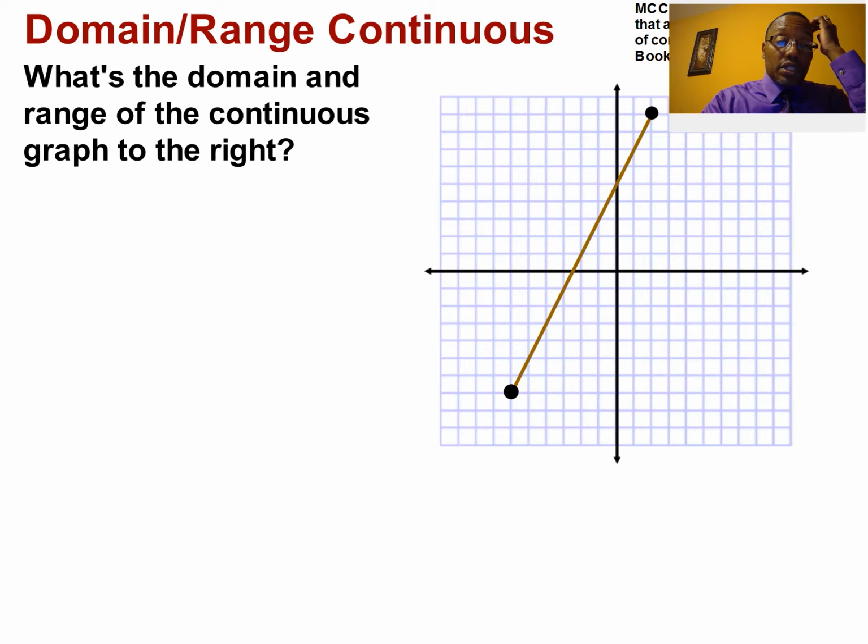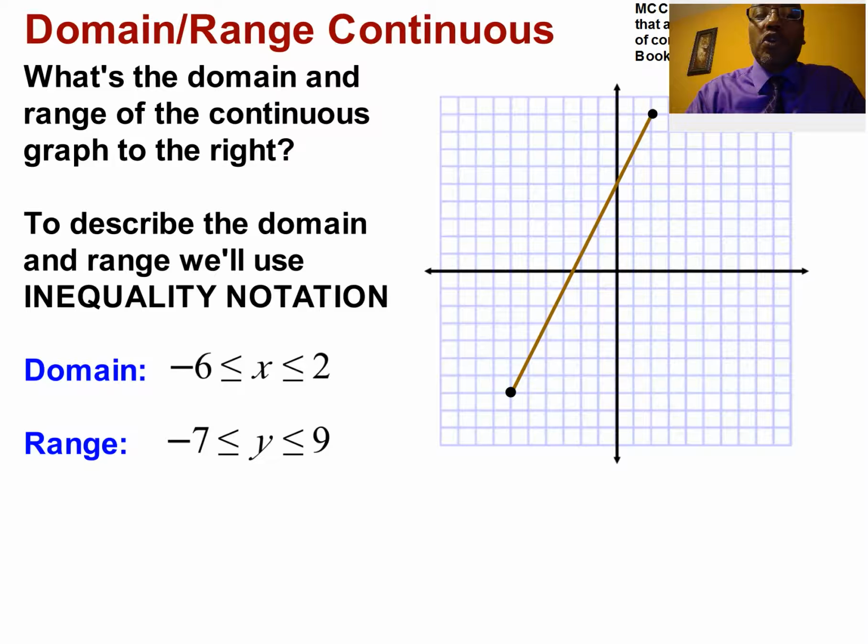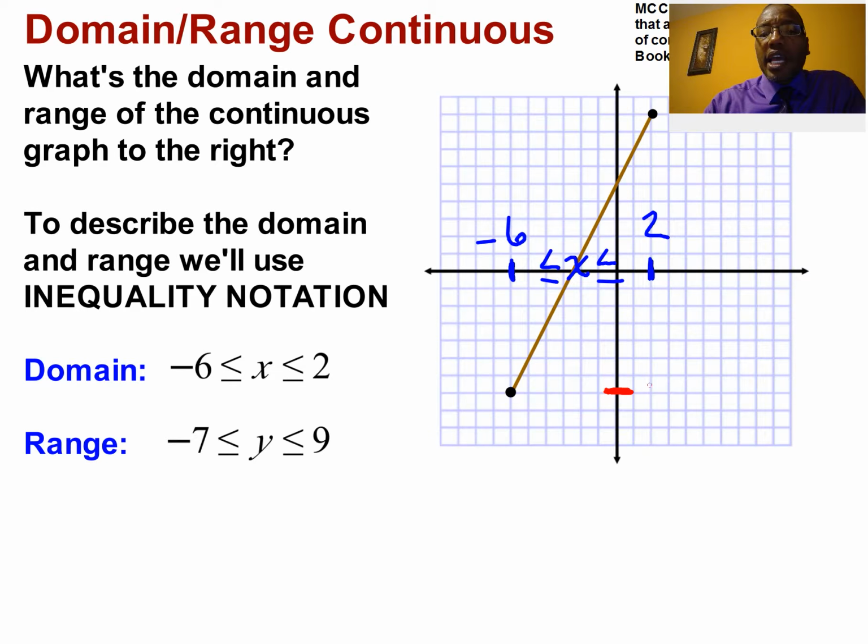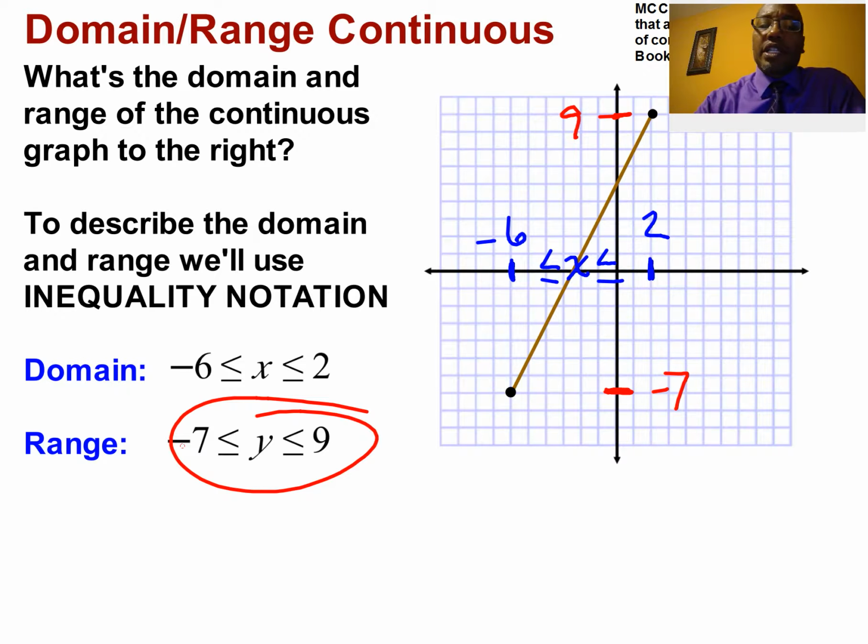Now, continuous functions. On continuous functions, we use inequality notation. So if you notice, this x value is at -6, and the ending x value is at 2. All of the domain for this continuous function would be between the values of -6 and 2. Same for the range. Remember, range is from bottom to top. So the bottom of this is at -7, and the top of this is at 9. So then my range would be from -7 to 9.